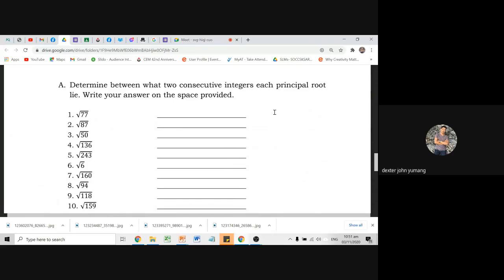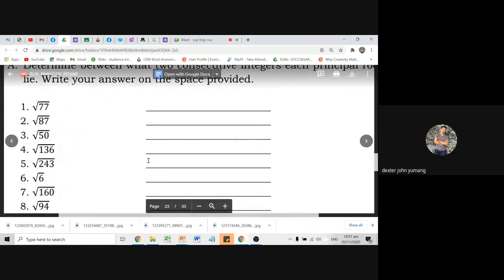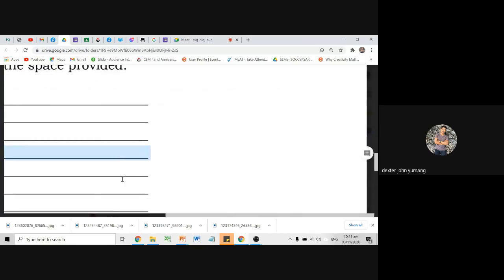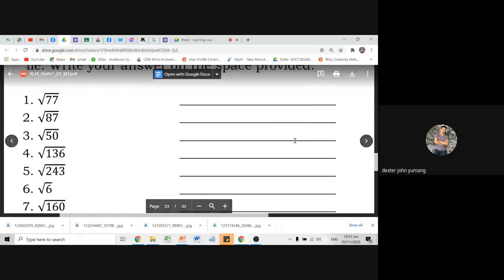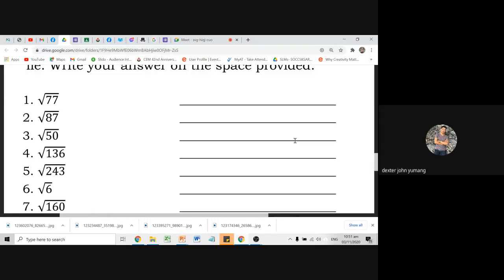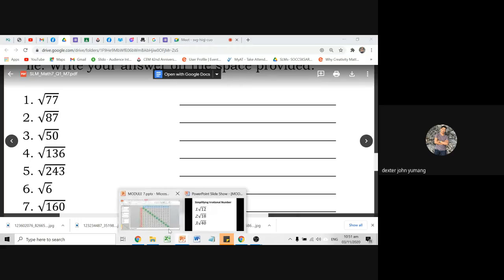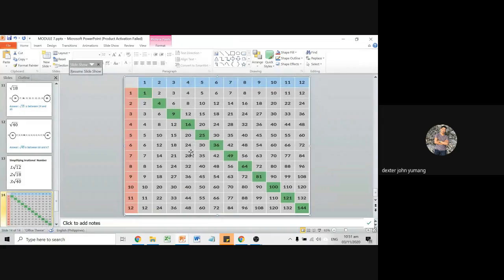Si 77, ito po, number 1. Square root of 77. It is between what? Saan siya between? So, can you look at the table? Square root of 77. 77 is between 64 and 81. And 64 is positive negative 8. So 81 naman, positive negative 9.